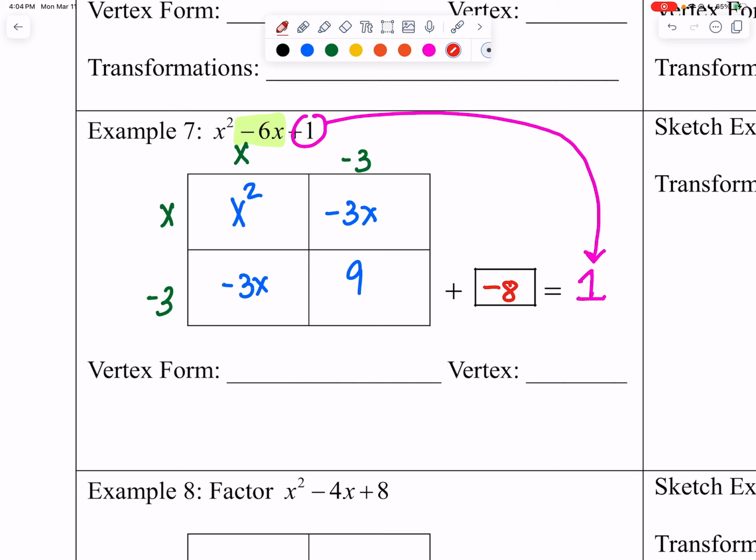So this tells me that my vertex form is going to be x minus 3 squared, since that is my square right here. So x minus 3 and x minus 3. And then my leftover, which is minus 8. So I have x minus 3 squared minus 8. Which tells me that I have a vertex at 3, comma, -8.